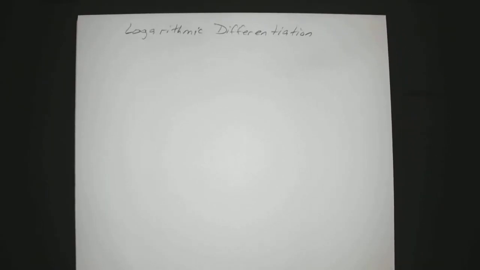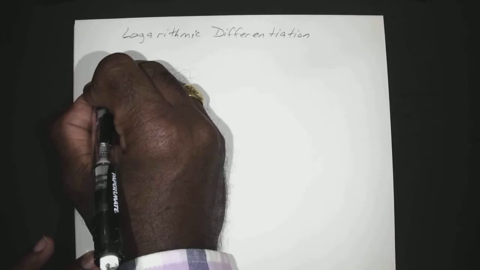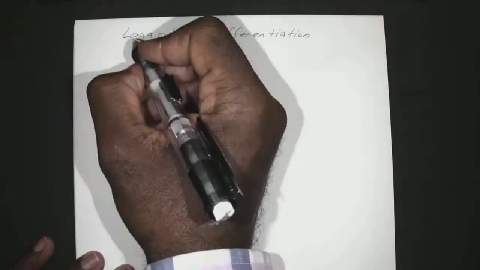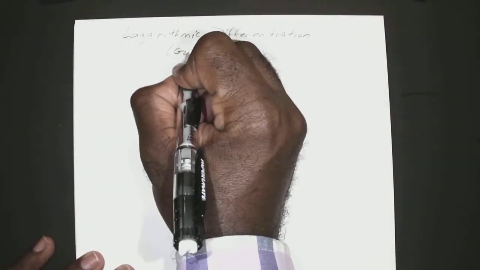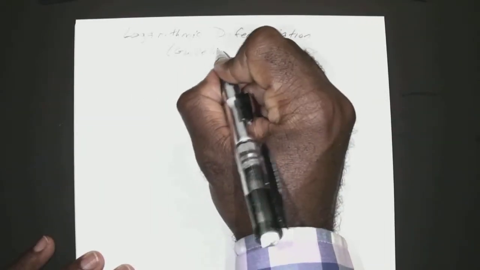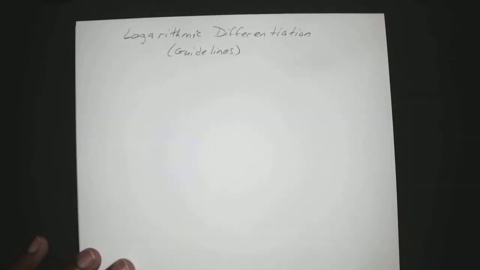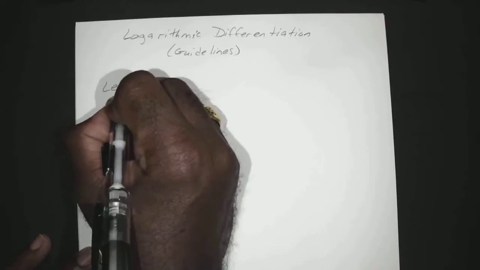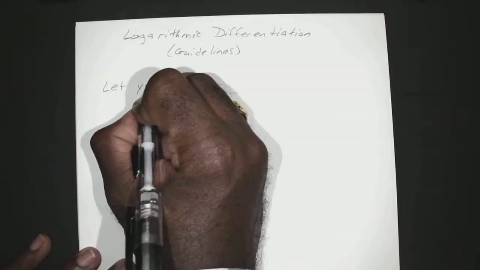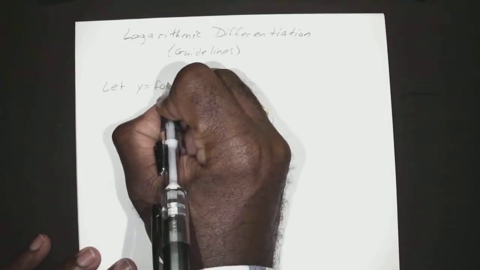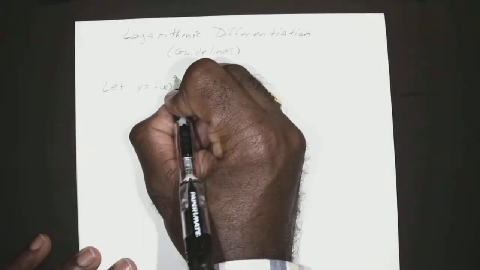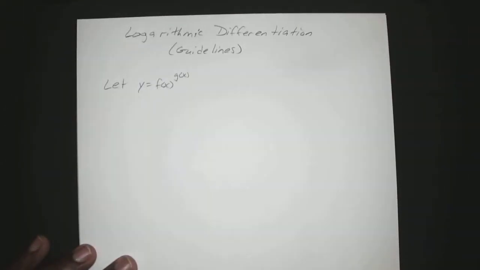Okay. Where, let's say we just write guidelines. Okay, let's say if you have some y equals some function of x raised to the power of some function of x.